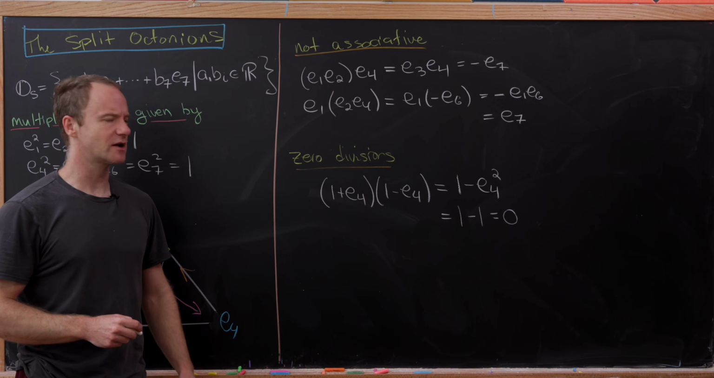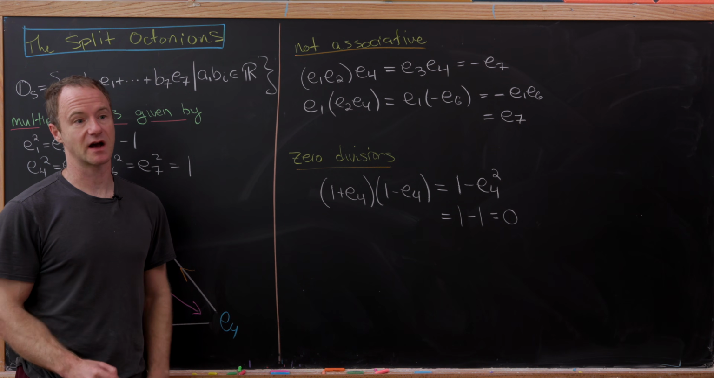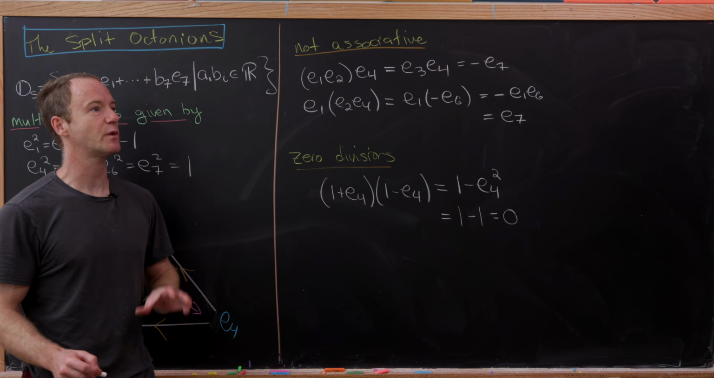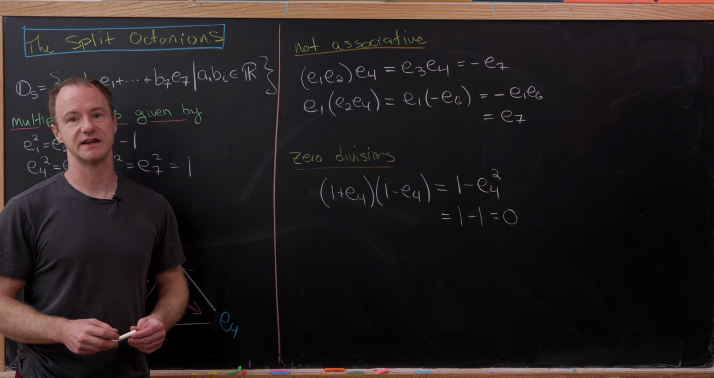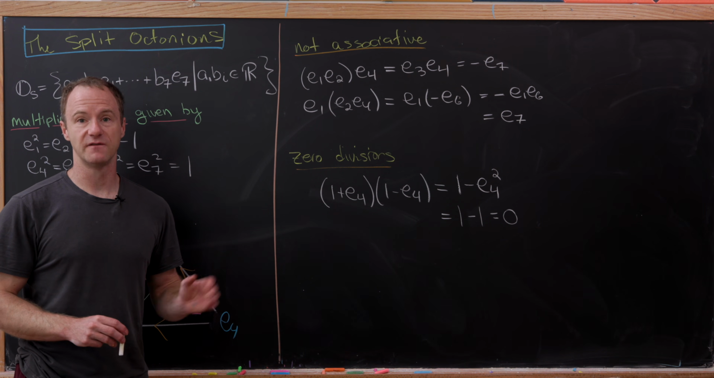Okay, so that's a little bit about the arithmetic of the split octonions, but what we really want to look at is the so-called Zorn representation, or Zorn's representation of this algebra.